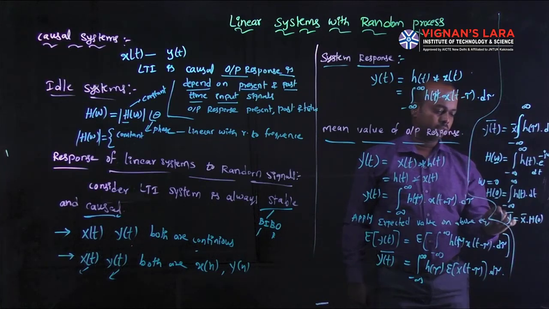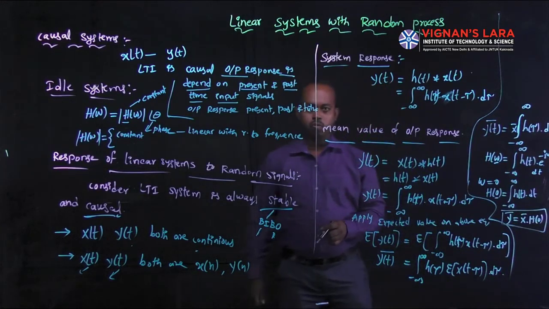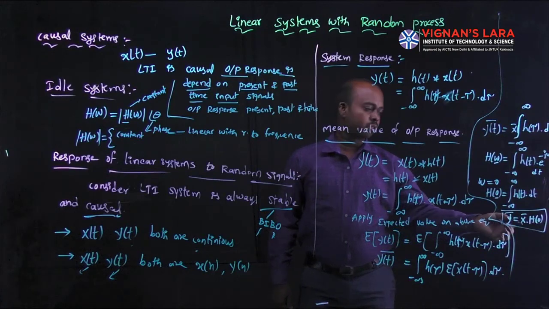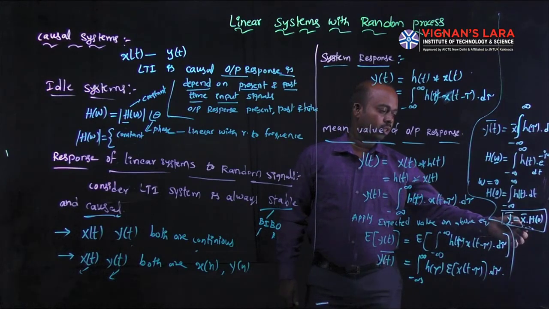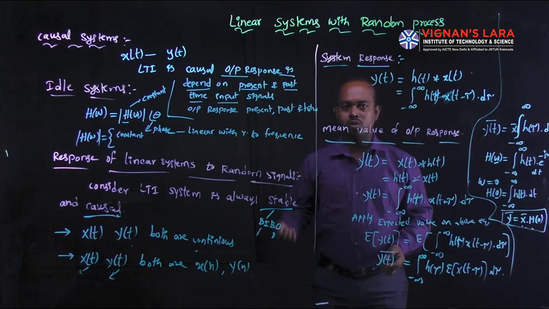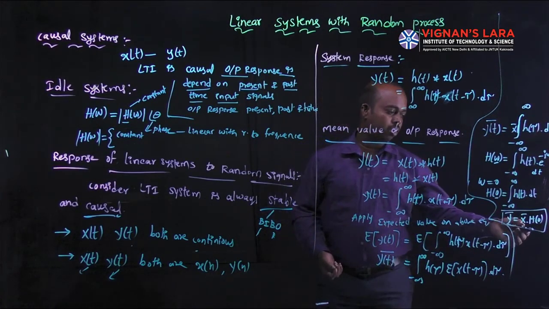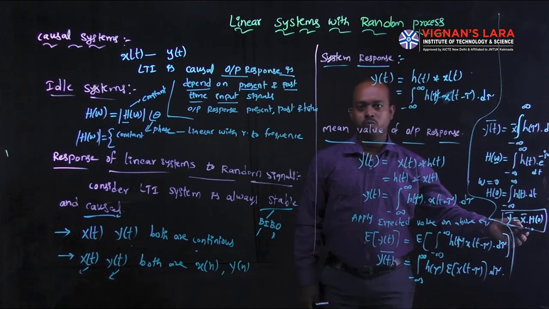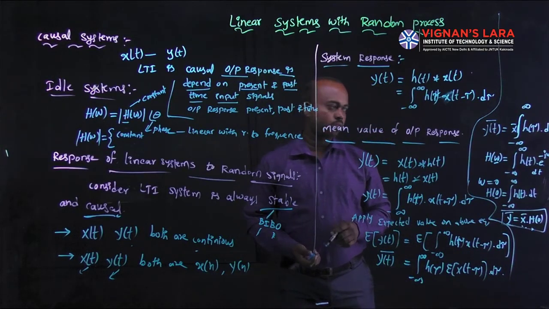From this we can say that the mean value of the output response is equal to the mean value of the input multiplied by its frequency response, or system function value, at frequency equal to 0. This is the response we obtain when we consider the mean value. We can obtain the mean value of the output response by this procedure.